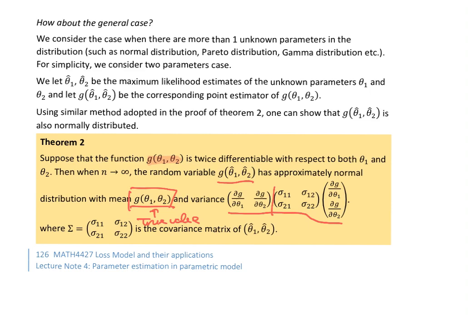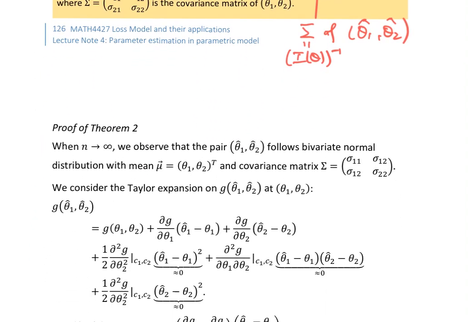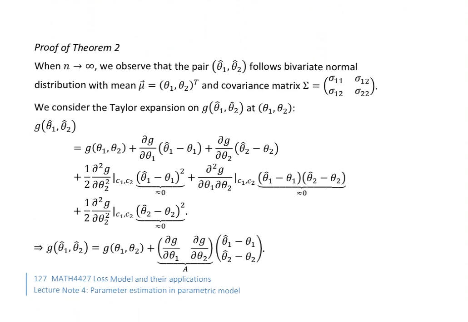Here the matrix in the middle is just the covariance matrix of your MLE. Remember that it is equal to the inverse of this matrix I theta. This is what theorem 2 is about. If you want to prove this theorem, the proof is parallel to the single parameter case, but the calculation may be a little bit more complicated. Let me quickly run through this proof.